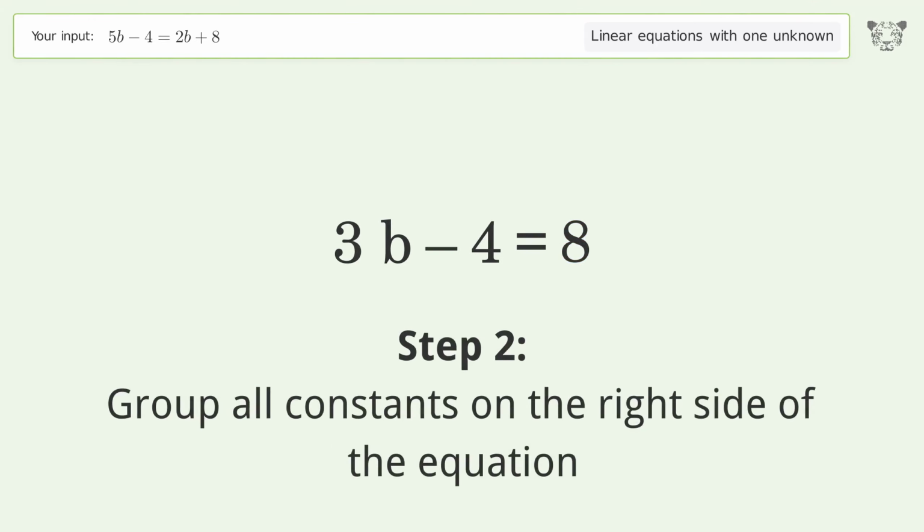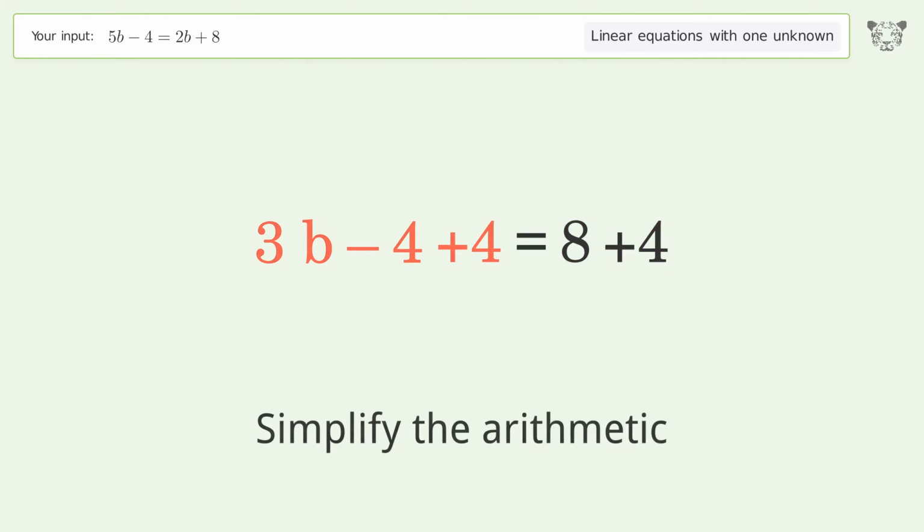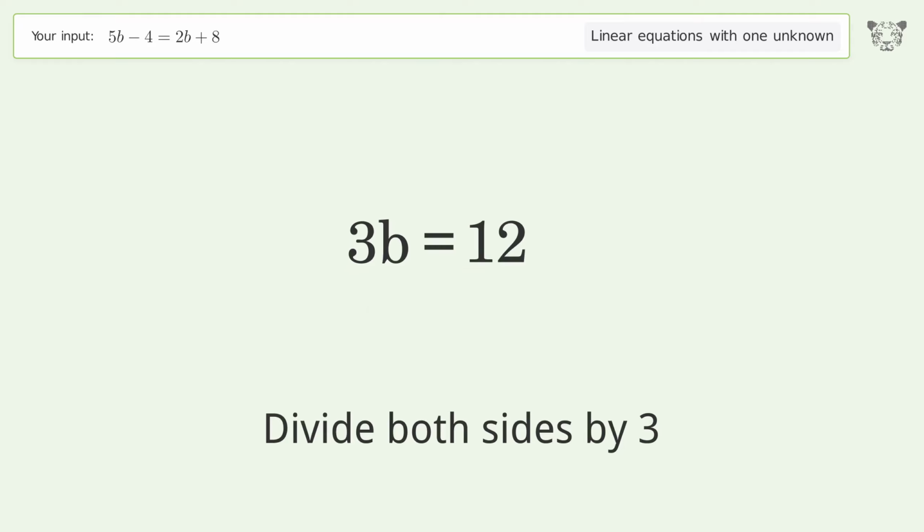Group all constants on the right side of the equation. Add 4 to both sides. Simplify the arithmetic. Isolate the b. Divide both sides by 3.